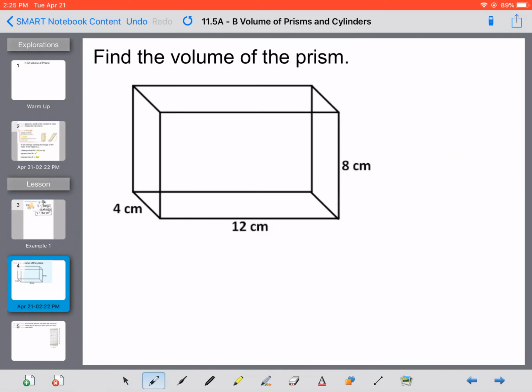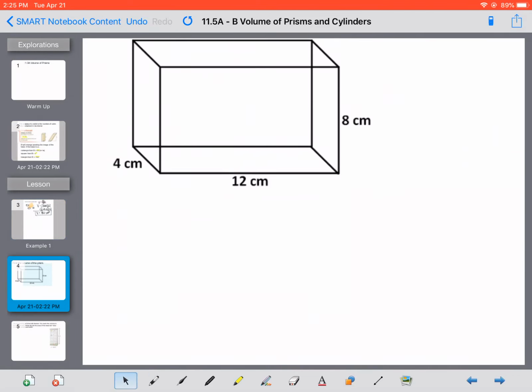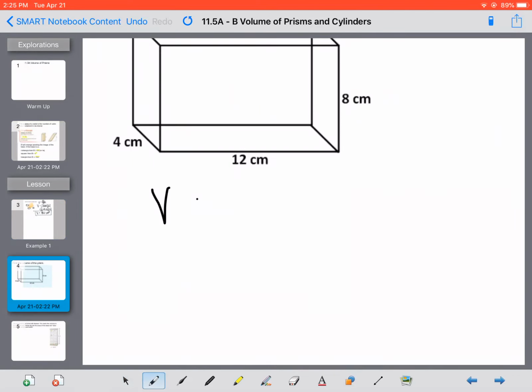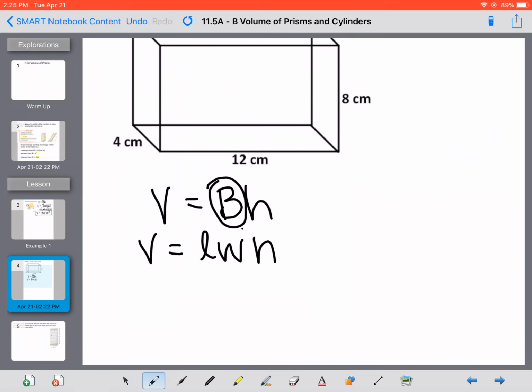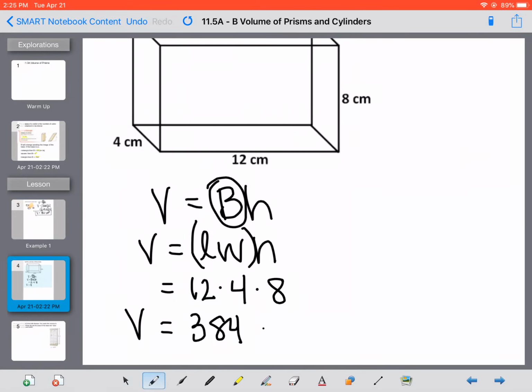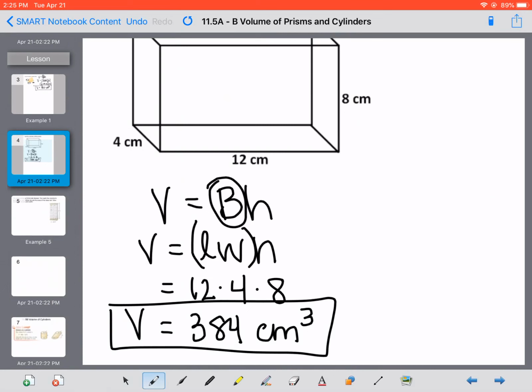Okay, let's look at another one. Here we have a rectangular prism. When we talk about volume, volume again is B times H, but we have to determine what that B is. Since it's a rectangle, we know it's length times width, and then we have times that H, so that LW is representing the B. Our length is 12, our width is 4, and our height is 8. When I multiply all three of those together, I get 384 centimeters cubed. And there's your volume.